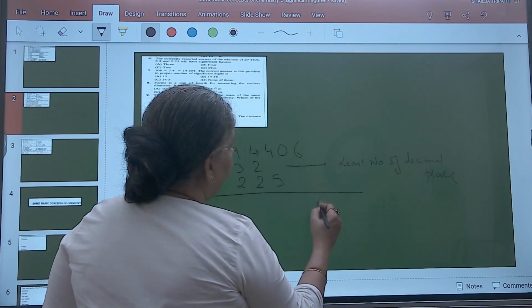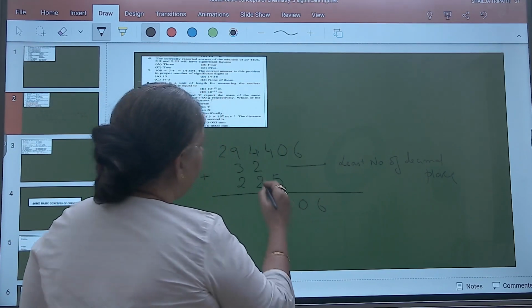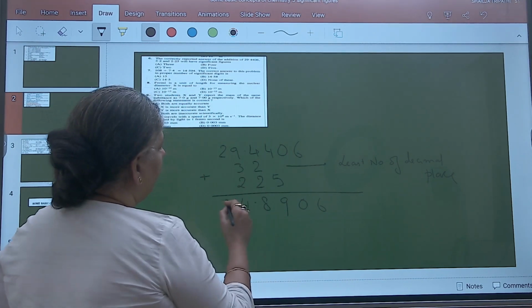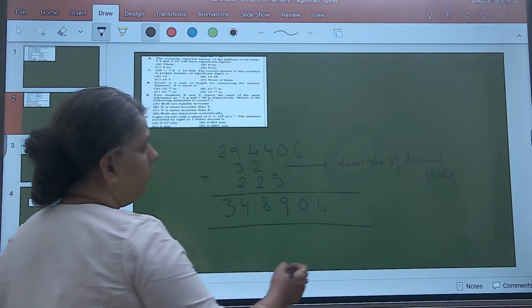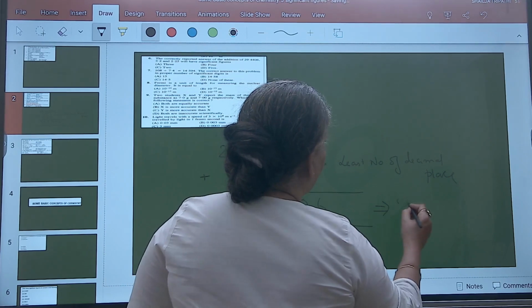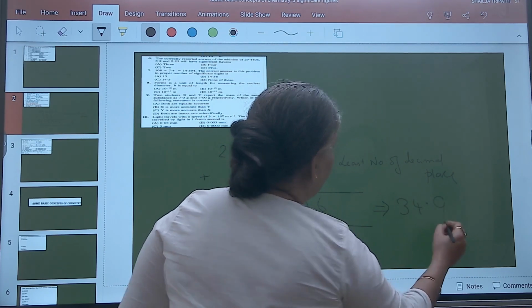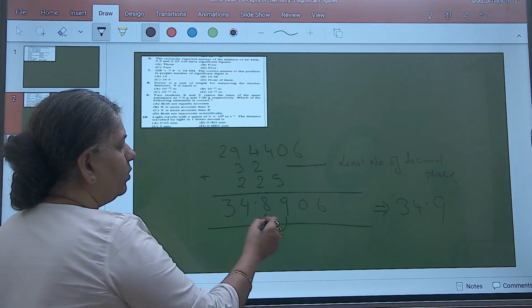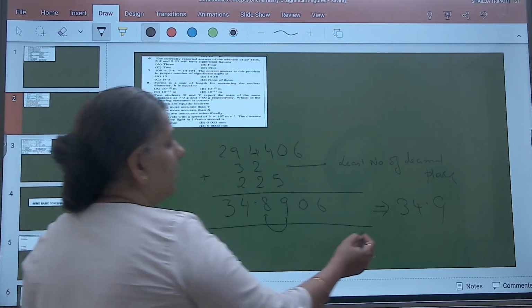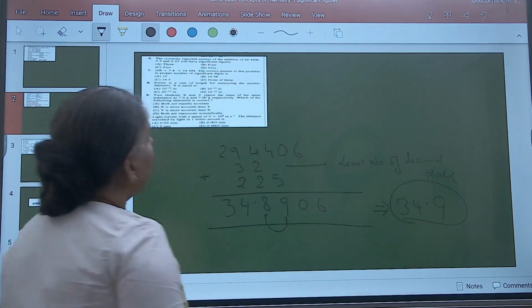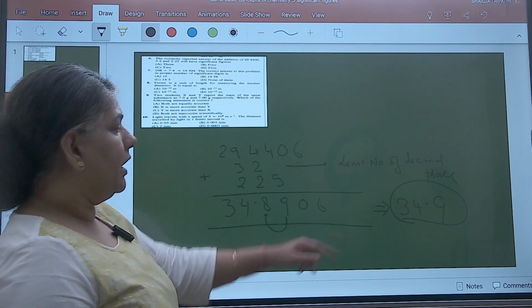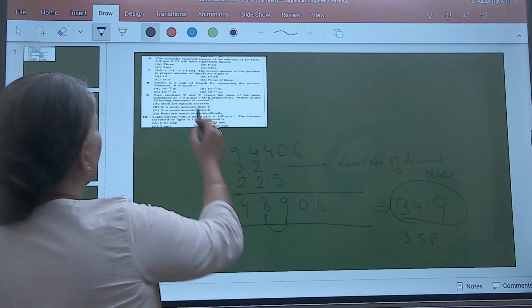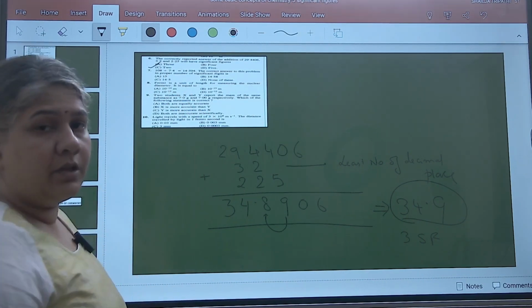So on addition we get 34.9 after rounding off. The next digit is greater than 5, so we add 1 to the preceding number. So this will be our answer. The number of significant figures that it has is 3. So this 34.9 has 3 significant figures. So option A is correct.